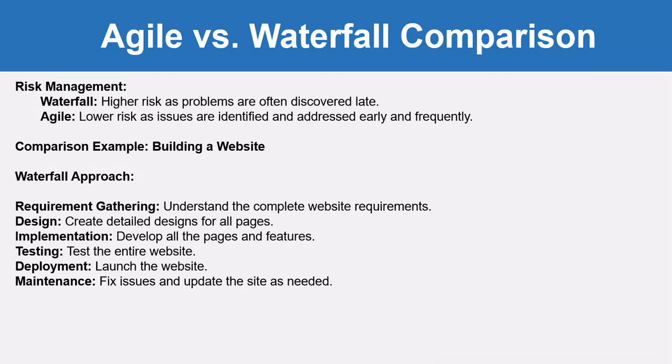Now we are comparing an example of building a website. For the Waterfall approach, what we will do for requirement gathering is understand the complete website requirements, discussing with the customer. Then design, create detailed designs for all pages. Implementation, develop all the pages and features. Testing, test the entire website. Deployment, launch the website. Maintenance, fix issues and update the site as required.